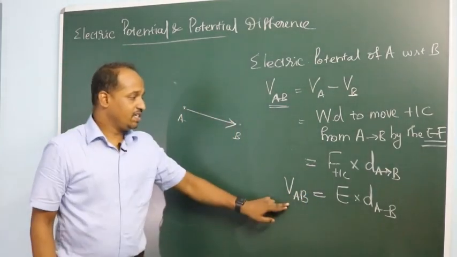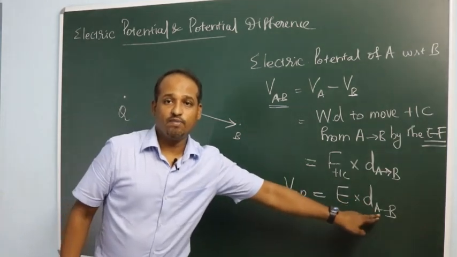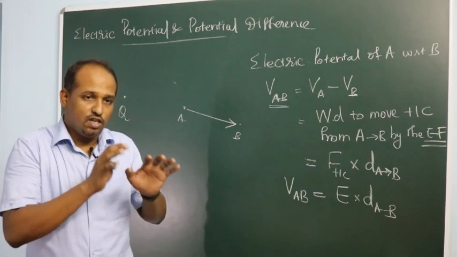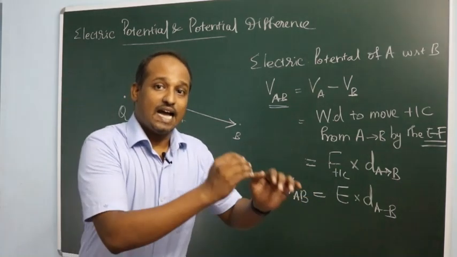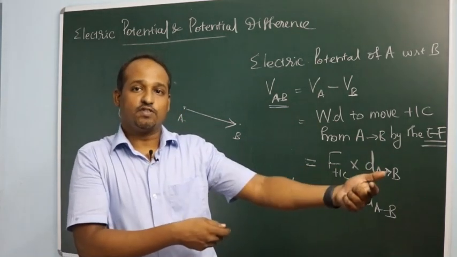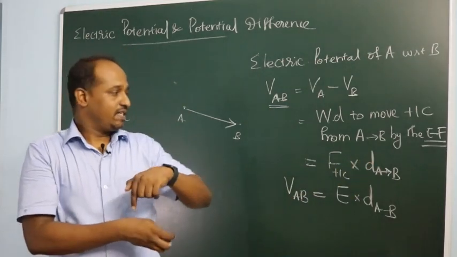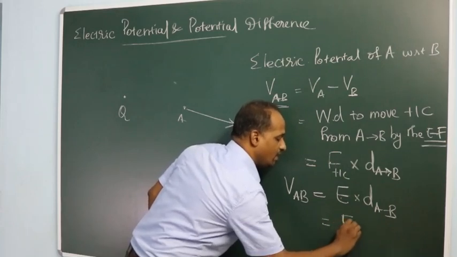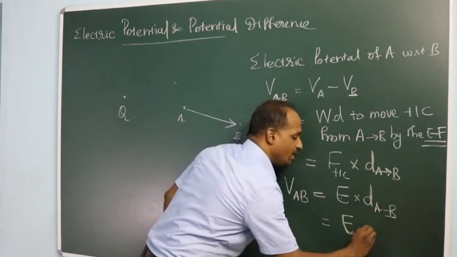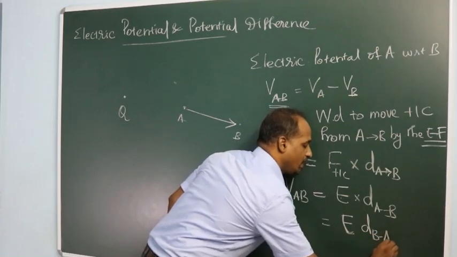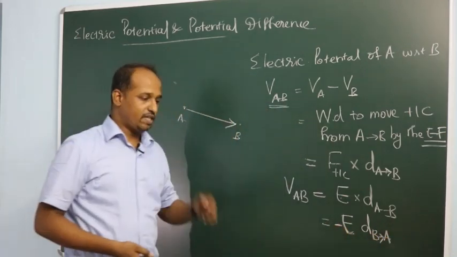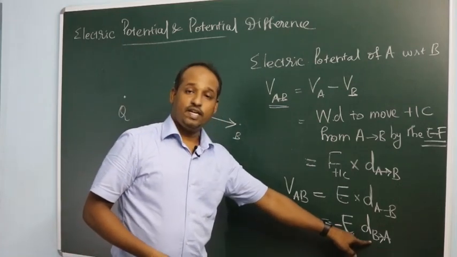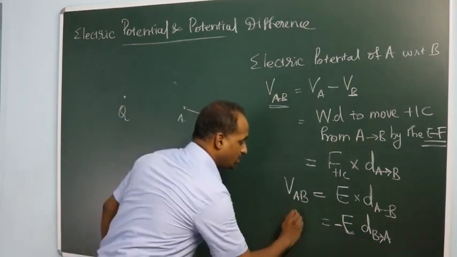So VAB is equal to E into displacement from A to B. Let us say the work done by the electric force from A to B is actually equal to the work done by the external force from B to A in a negative sense. So you can write it as E, and the displacement from A to B is the displacement from B to A with a negative sign, because A to B is positive means B to A is negative. So it is minus E into displacement from B to A. This is called what?